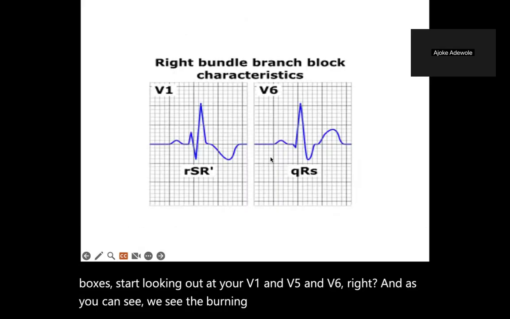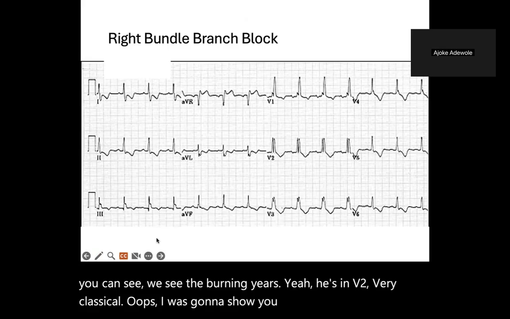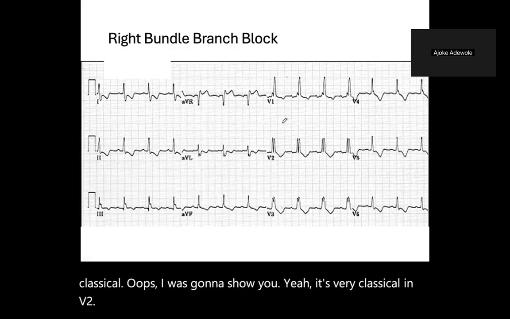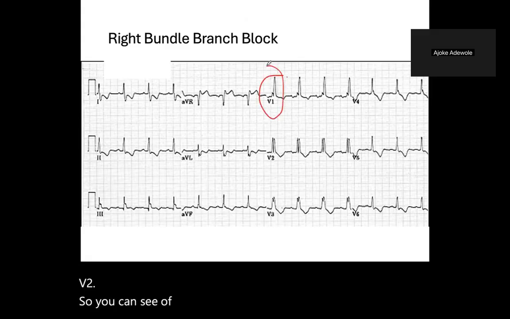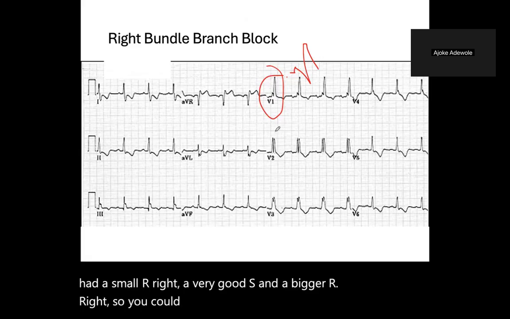It's in V2, very classical. Yeah, it's very classical in V2. So you can see, of course, in V1, the RSR pattern we discussed. You had a small R, a very good S and a bigger R, right? So you could find it in V1, and see how the classical bunny ears are in V2 as well.